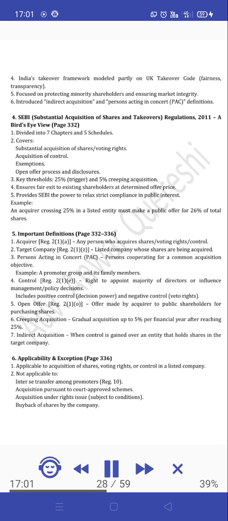4. SEBI Substantial Acquisition of Shares and Takeovers Regulations, 2011. A bird's eye view, page 332. 1. Divided into 7 chapters and 5 schedules. 2. Covers substantial acquisition of shares, voting rights, acquisition of control, exemptions, open offer process and disclosures.